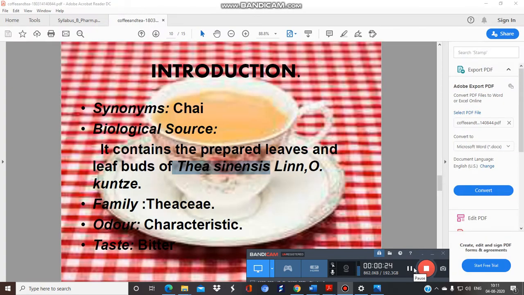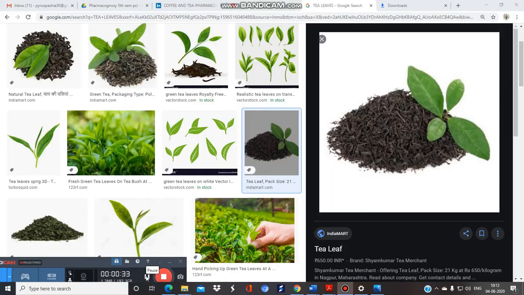So it contains the prepared leaves and leaf bud of the plant Thea sinensis belonging to family Theaceae. This plant is widely cultivated in India, Sri Lanka, China, Indonesia, as well as in Japan.